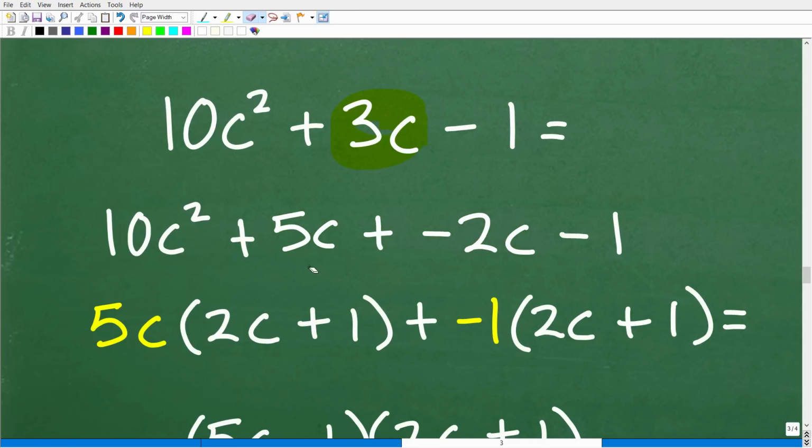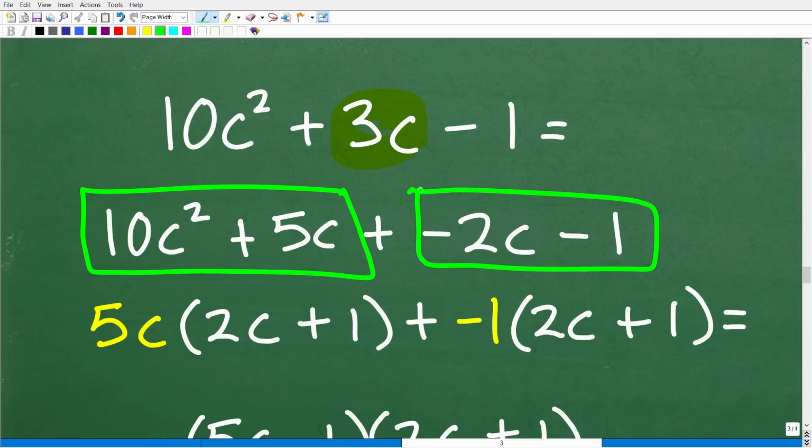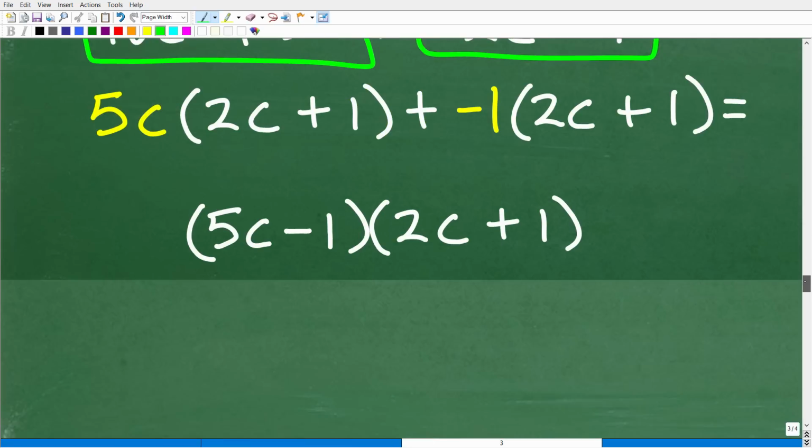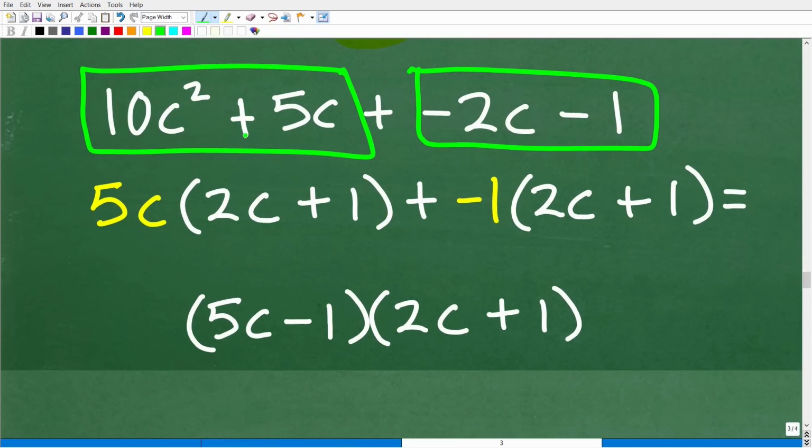Okay, so here's our 3c. It's 5c plus negative 2c, and now we are going to group factor. So we're going to factor the GCF out of the first group and then factor out the GCF in the second group. All right, so let's go ahead and do that right now. So 10c squared plus 5c, we can factor out a 5c. So 5c times 2c plus 1 gets us back to 10c squared plus 5c, right? You can always check by multiplying back in. So 5c times 2c, 10c squared, 5c times 1, 5c.